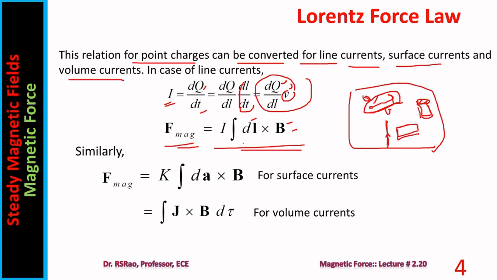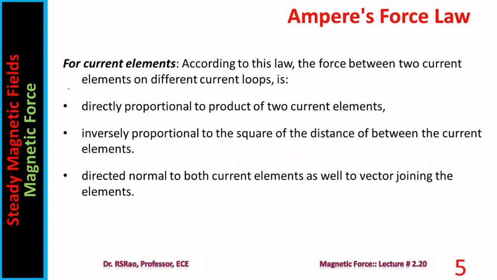Similarly, of course, there is an equivalence between current elements: I dl is equal to K dA, which is equal to J d tau. From that equivalence, one can simply move towards the magnetic force. F magnetic is K dA cross B for surface current, and J cross B d tau for volume current. That is so far as Lorentz Force Law is concerned.